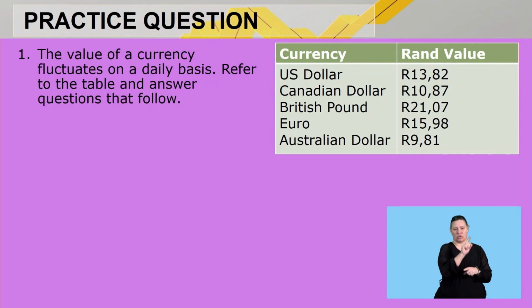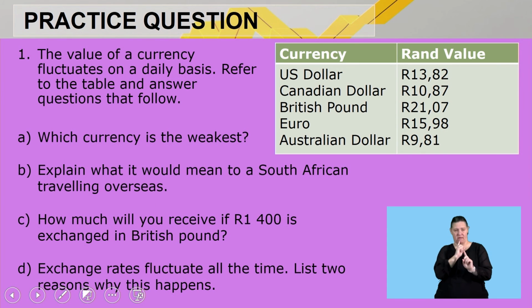Right, now let us look at our first practice question that is given to us. The value of a currency fluctuates on a daily basis. Refer to the table and answer the questions that follow. So this is the table that we'll be using to answer the questions. The first question would be, A, which currency is the weakest?